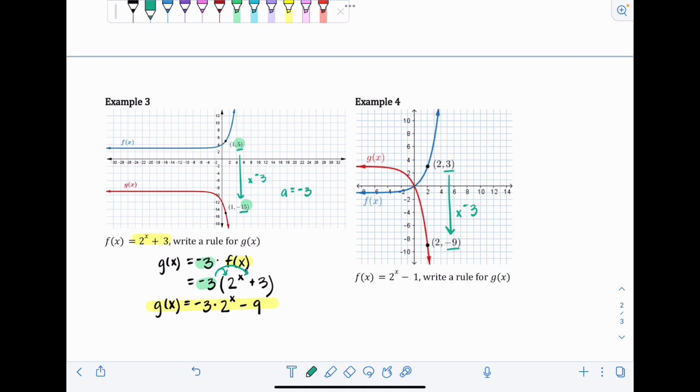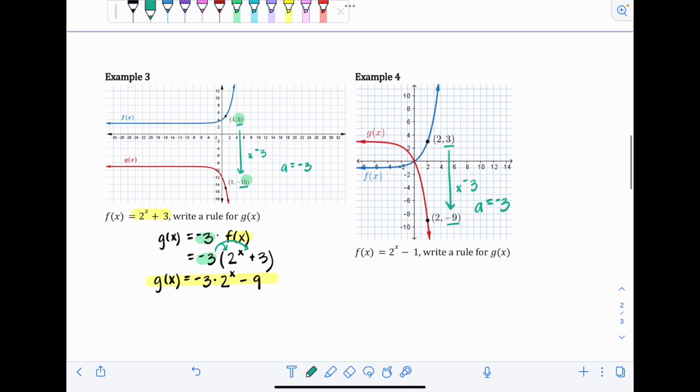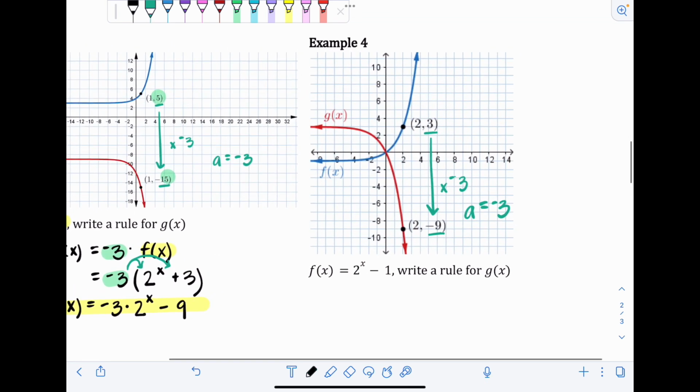And then since this is a vertical dilation and a vertical reflection, that's all going to be the A value. So A is a vertical dilation and reflection. B is going to be a horizontal dilation and reflection. That's all up at the top of the page as well. So I can say A equals negative 3. And then I'm going to write just the general function formula for this.